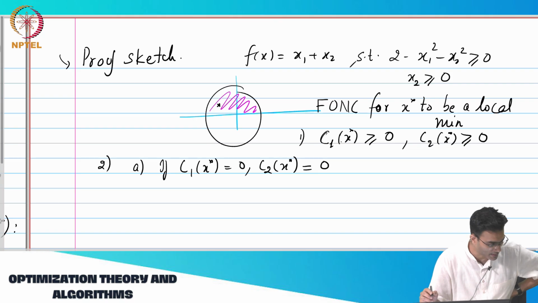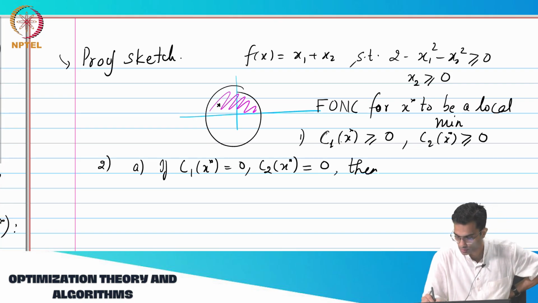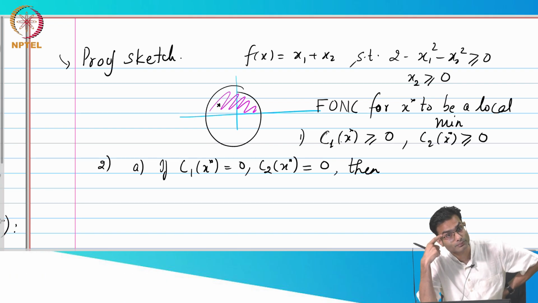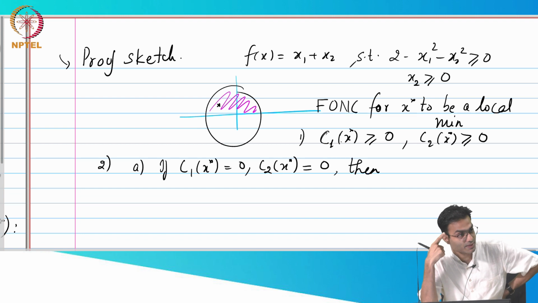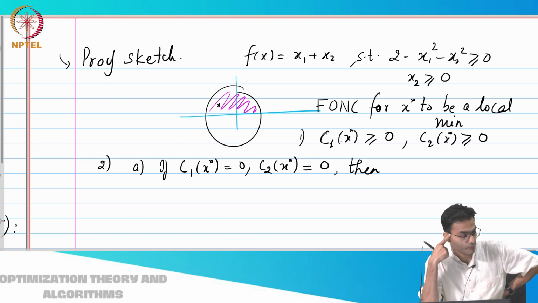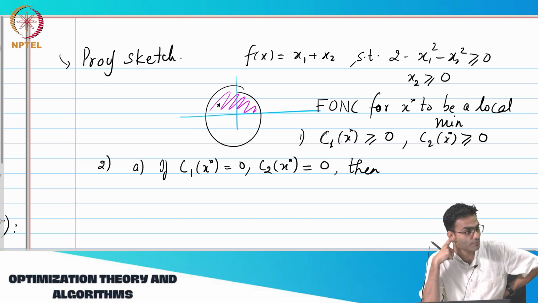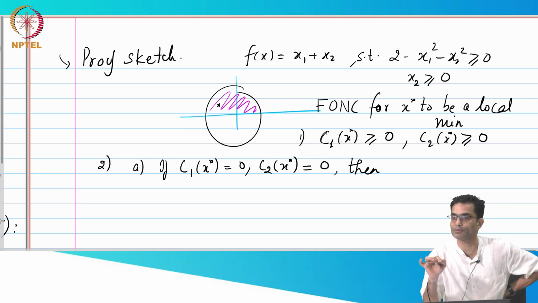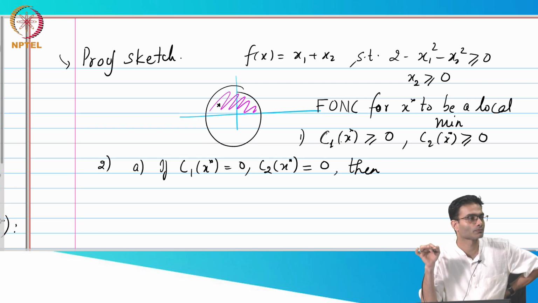If both of these are 0, then what all should happen? So the constraints are active, right? What does that say about the Lagrange multipliers? They have to be greater than 0 because it's an inequality, right? So C1(x) equal to 0, C2(x) equal to 0, does that say grad C1 equal to 0?